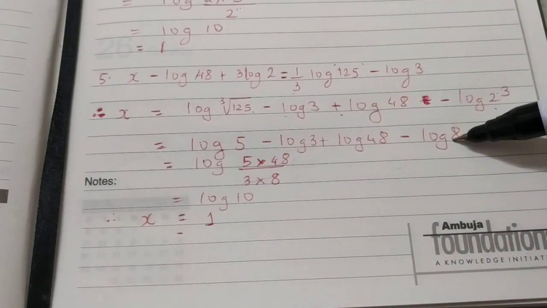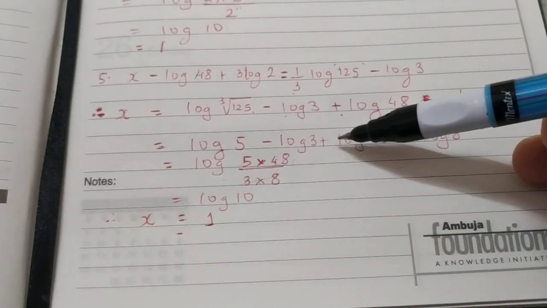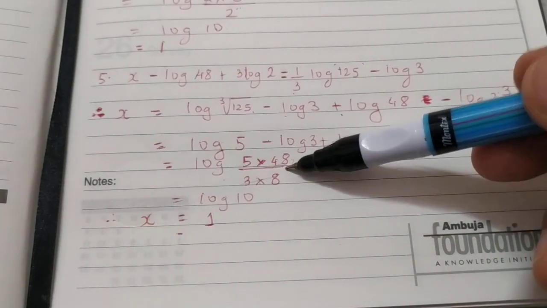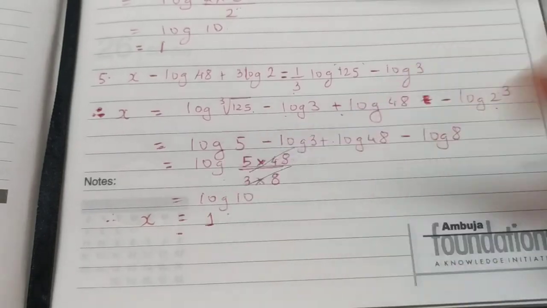Convert the 4 logs into a single log. Subtraction means this will go in denominator. Addition means multiplication in numerator. Subtraction means division in denominator. And after reducing, I'm getting log 10 and the answer is 1.